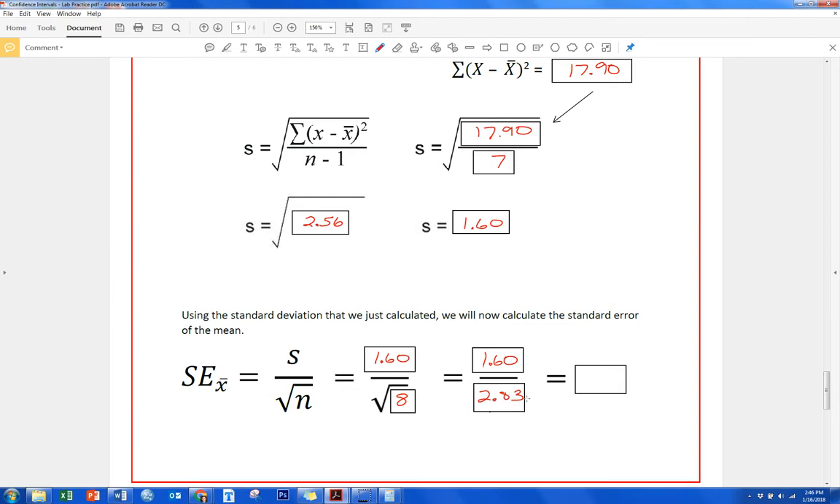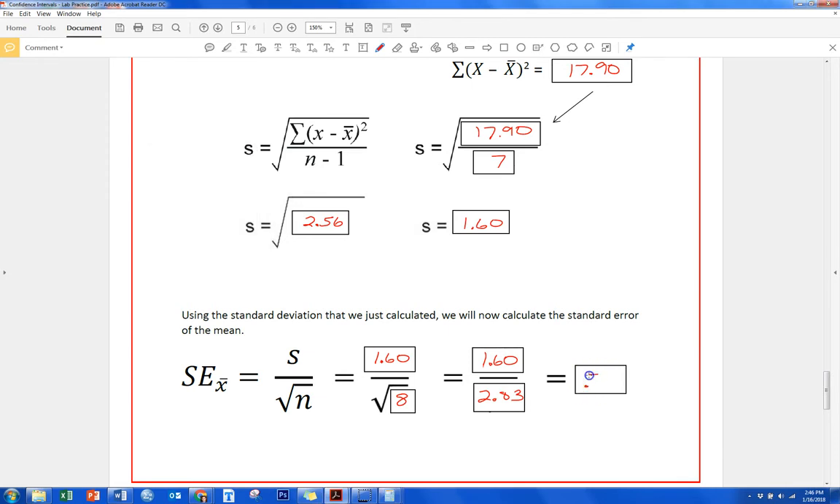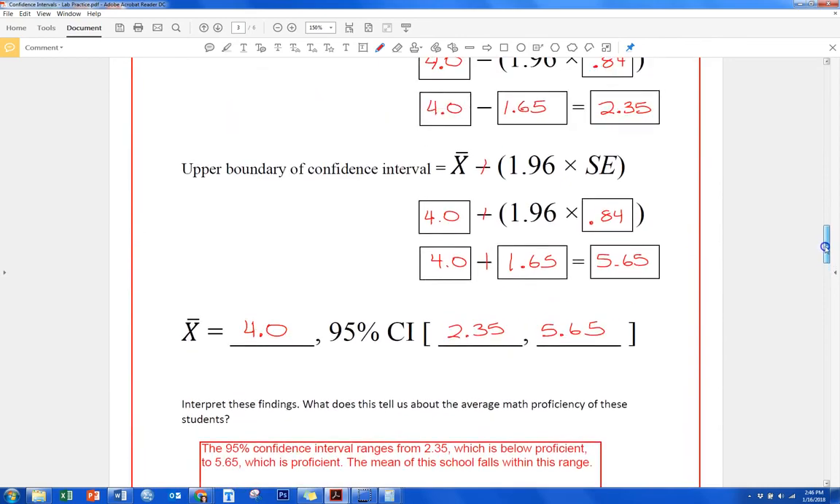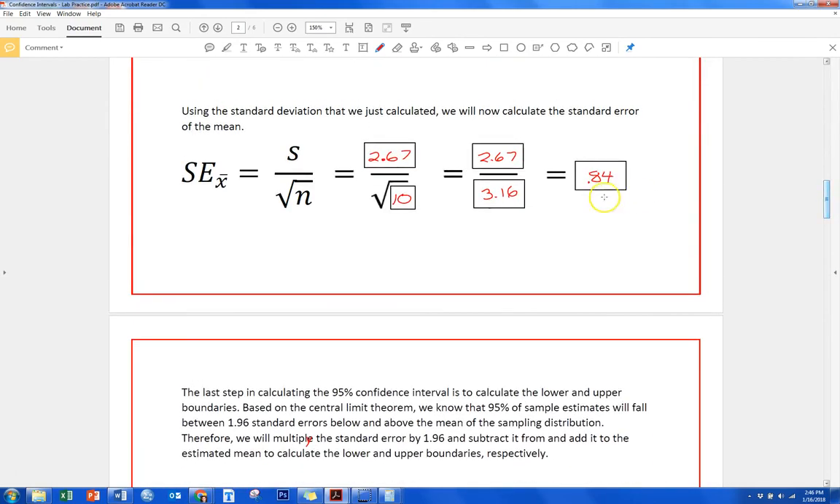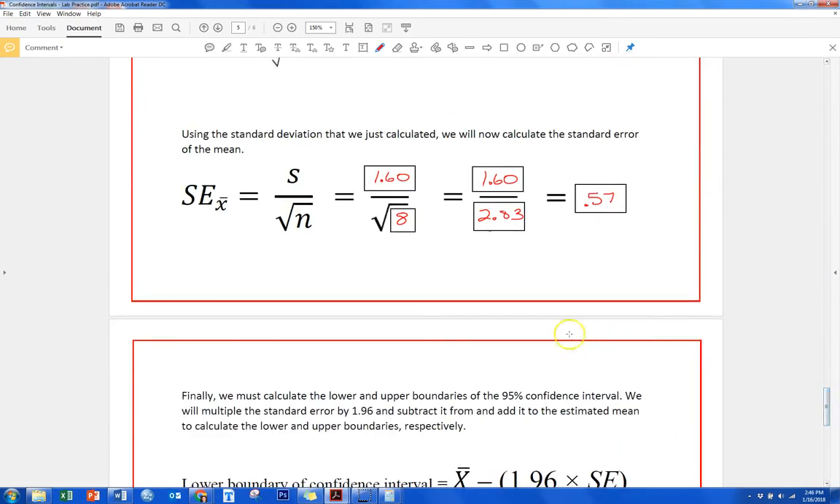That'll go right here, 2.83. And now we'll use the calculator again. 1.6 divided by 2.83 gives us 0.57, rounded. Okay, so the standard error last time with the original data was, where did it go? 0.84. Now it has been reduced to 0.57. It's gone down quite a bit.